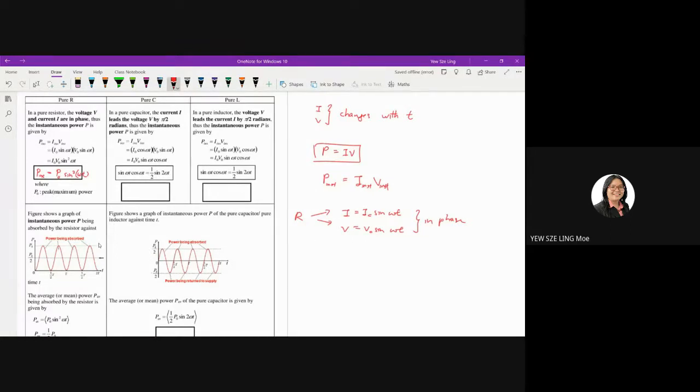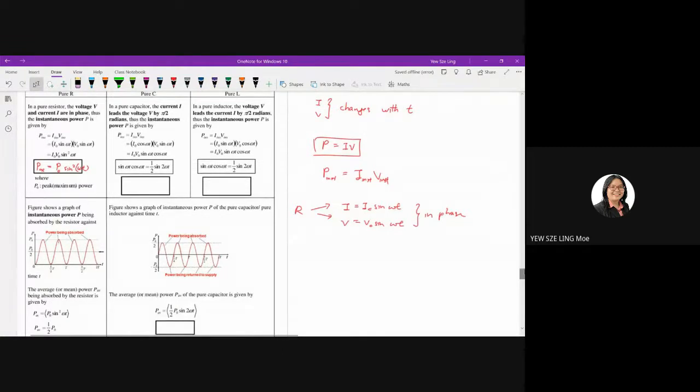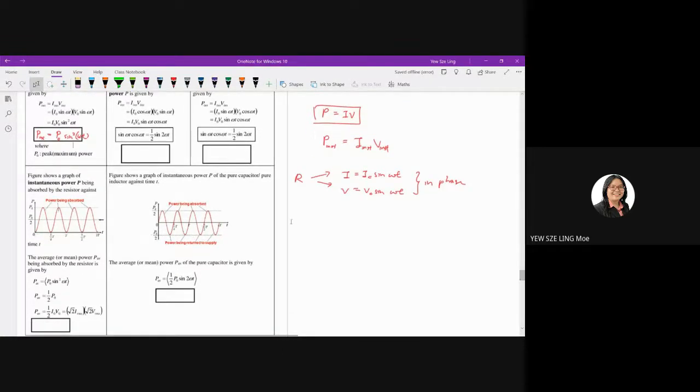So if you look at the graph given, we are going to look at them column by column. So we don't look at C or L yet, we look at pure R from top to bottom first, before we look at the next. So for pure R, you now obtain the equation P equals P naught sine square omega t. From here, you then plot a graph. This is the graph that you obtain based on the equation you derived. The figure shows a graph of instantaneous power absorbed by the resistor against time.